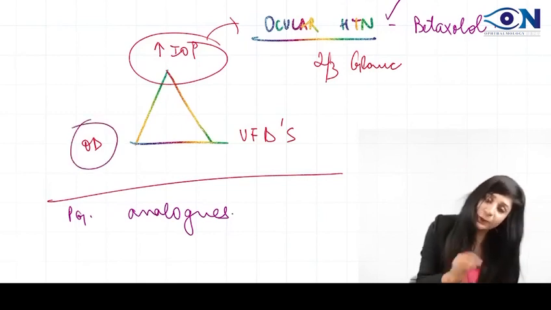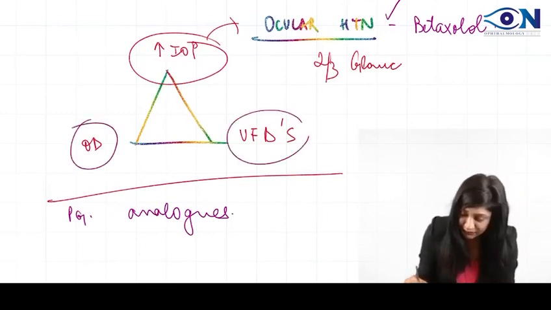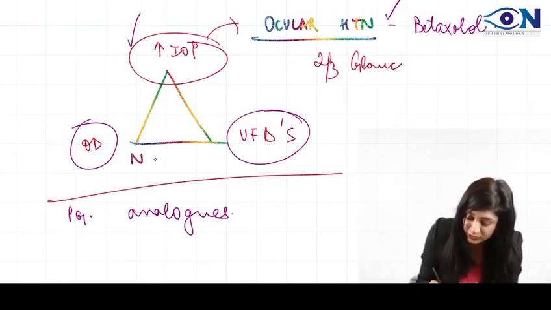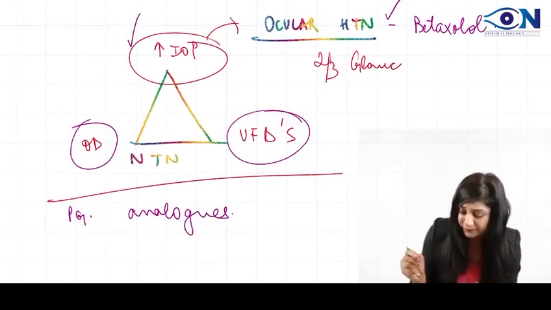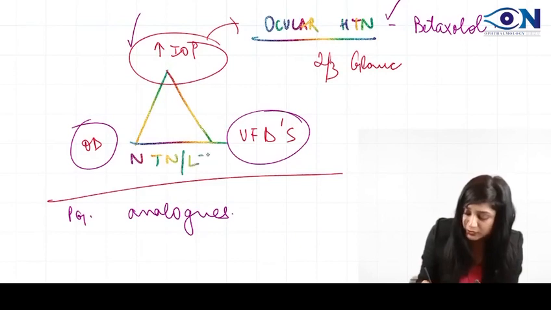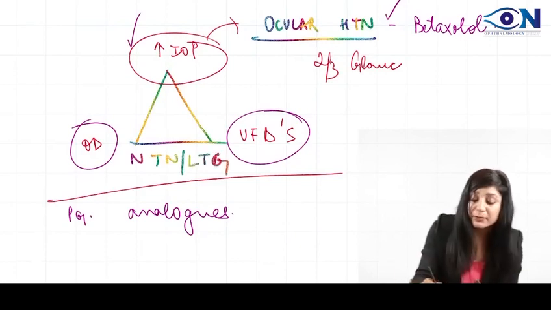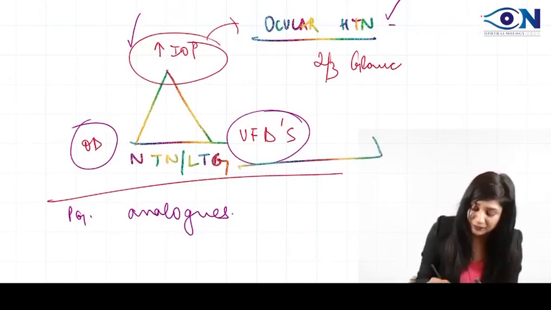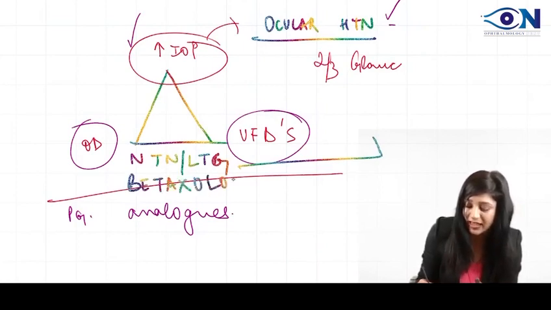But if I get optic disc changes and visual field defects with normal IOP, then this is called normal tension glaucoma, or low tension glaucoma. Sorry, betaxolol will be for the low tension glaucoma. For the normal one, it will be the prostaglandin analogs.